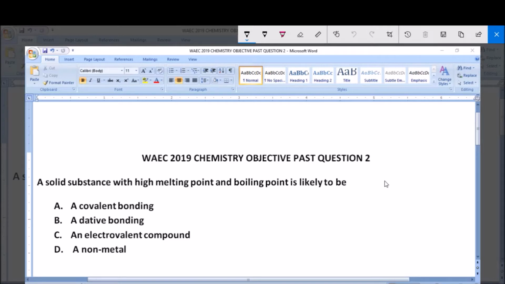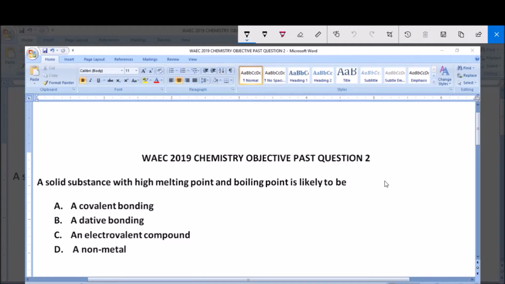So what they want you to consider in this question is what type of bond the atoms or molecules that form this substance possess. In other words, the question they are trying to ask you is, this solid substance with high melting and boiling points, what type of bond exists between its constituent atoms and molecules? So I would be breaking down the options, and then we would select the answer.